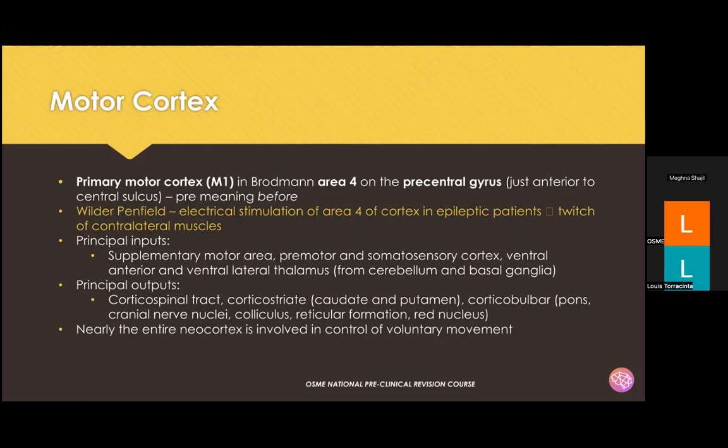So that's from the cerebellum and the basal ganglia. A lot of the brain pathways are quite complex circuits before the movement actually goes down the corticospinal tracts. The output of the motor cortex will be that corticospinal tract, or the corticobulbar tract, as well as the striate and reticular formations, which are a bit less relevant. Basically the entire neocortex is involved in control of voluntary movement. So it's a big part of the brain, that M1.